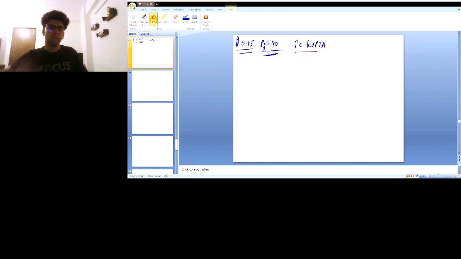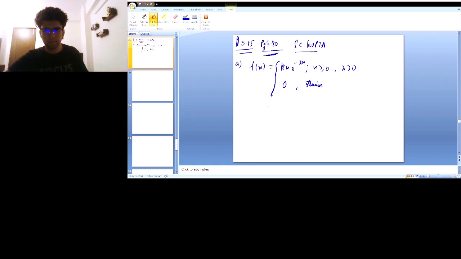Page 5.80. Right, so let's just start with it. This question has two parts. Part A says that we are given a random variable x, and the PDF associated to the random variable is f(x) = kx e to the power minus lambda x, for x greater than or equal to 0, lambda greater than 0, and 0 otherwise. So this is not defined for any negative value of x or any negative value of lambda. We need to find the constant k, the mean and the variance.